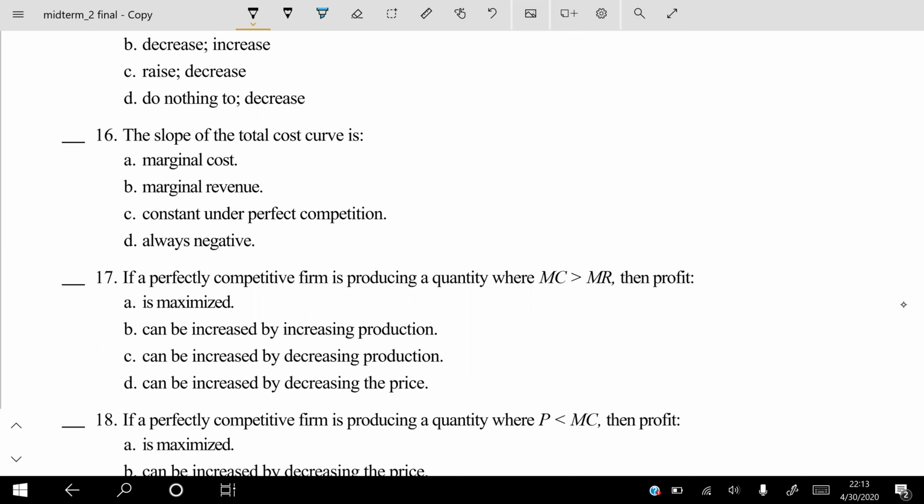The slope of the total cost curve is, well, this is a definition we've already talked about, and it's just marginal cost.